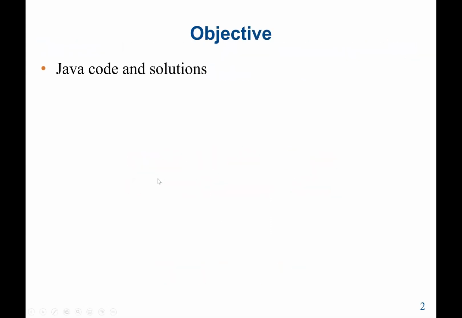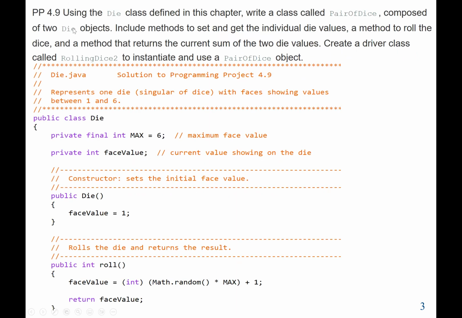So in this lab work, we are going to solve two problems using classes. Our first problem said we should use the die class, which was defined in Chapter 4 of our course textbook. We went through this example in class. Then using the die class, we are going to write a class named PairOfDice composed of two die objects. We are going to include methods to set and get the individual die values, also a method to roll the dice, and also a method that returns the current sum of the two die values.